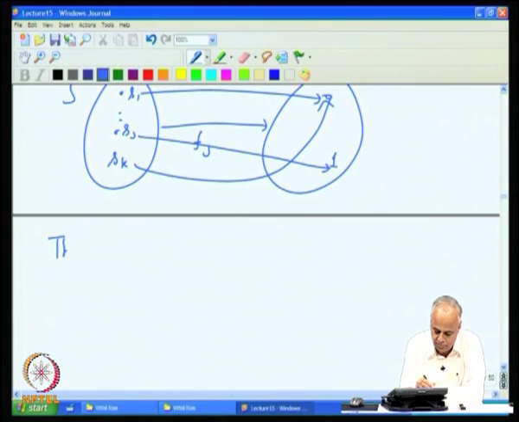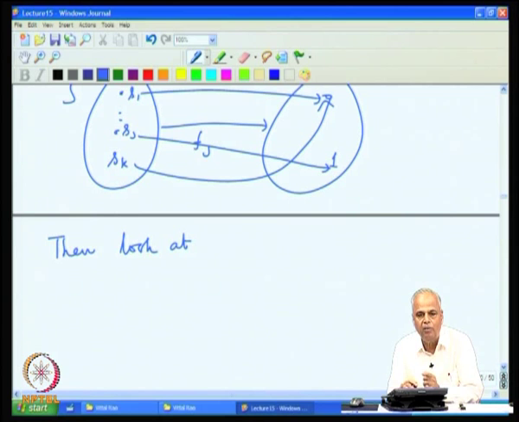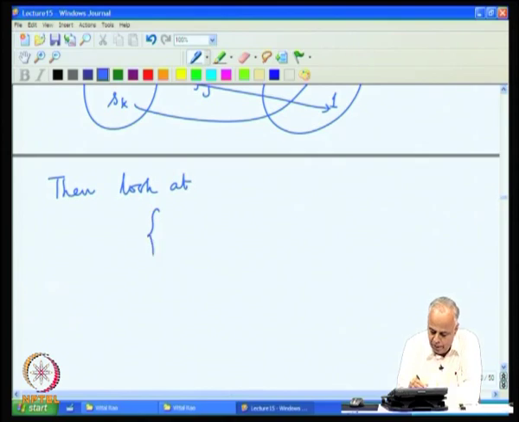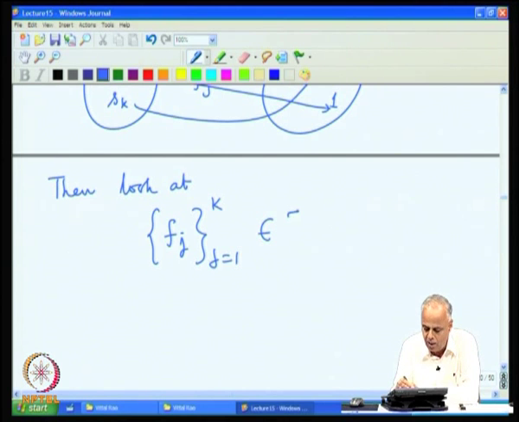Then look at the functions we get like that. First we get f 1 which takes S 1 to 1 and all others to 0, then we get f 2 which takes S 2 to 1 and all others to 0, and so on. So, we get the collection of functions f j, j equal to 1 to k, they are all in the space of functions from S to R.